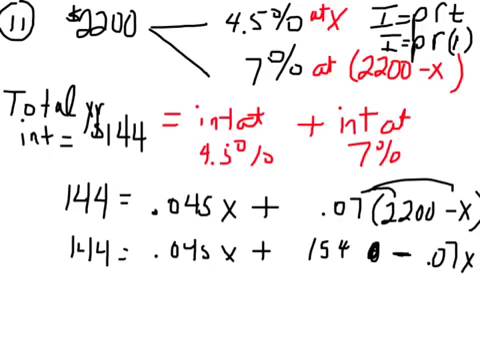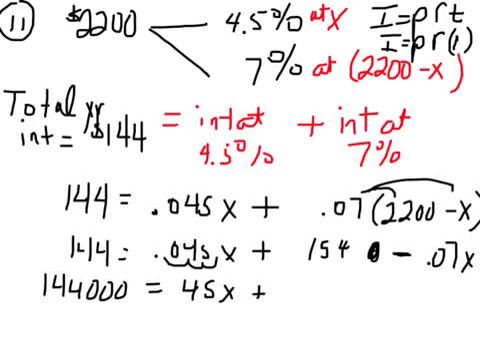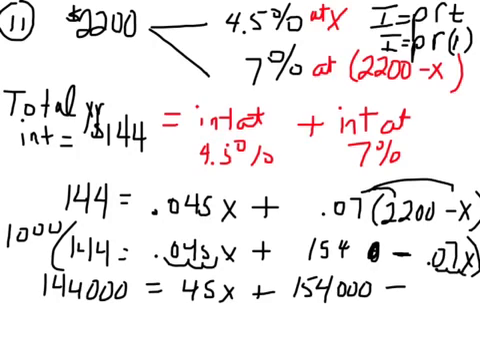Now you could, if you wanted to, get rid of all these decimals by multiplying everything by 1,000. That would move all the decimal places over 3 places. So let's do that. That would be 144 times 1,000. And then this would move over 3 places. This would be 45X plus, now if we multiply 154 by 1,000 to move all the decimal places over 3 spots, that would be 154,000. And then if we move this one over 3 places, we actually get 70X.